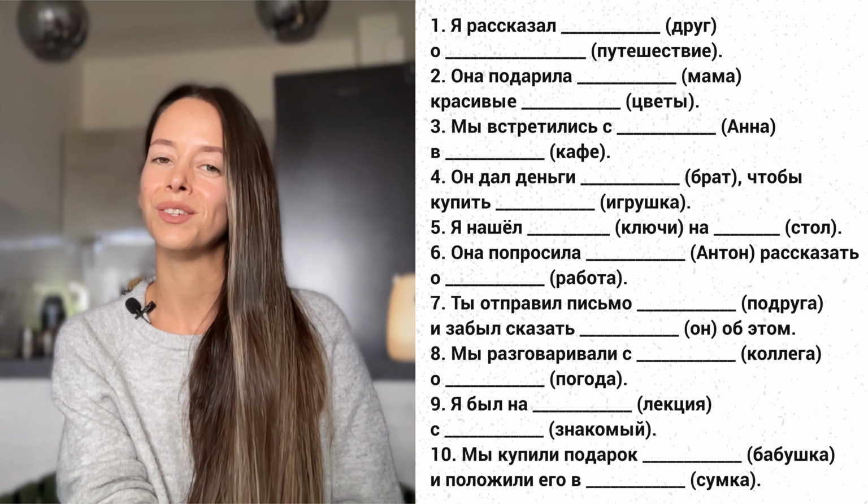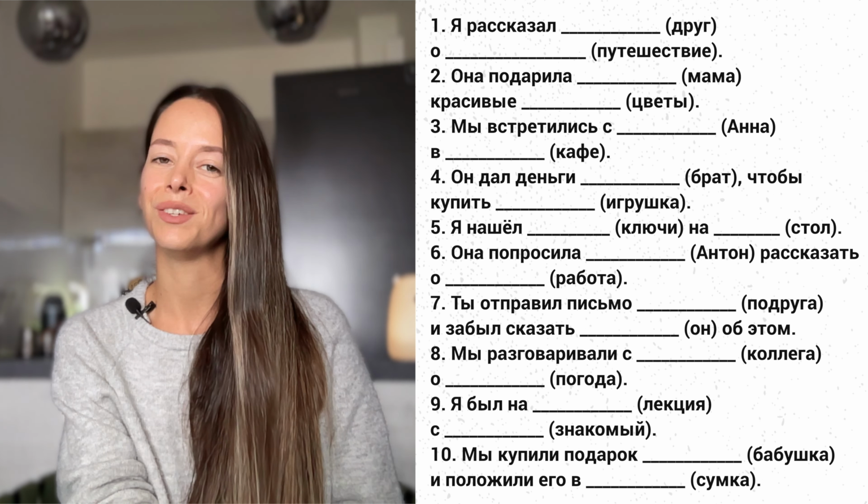Let's start. Я рассказал другу о путешествии. Другу is in the dative case because here друг is the recipient of an action. О путешествии. Путешествие here is in the prepositional case because we have the preposition о. And we know that after the preposition о, we always use the prepositional case. Я рассказал другу о путешествии.